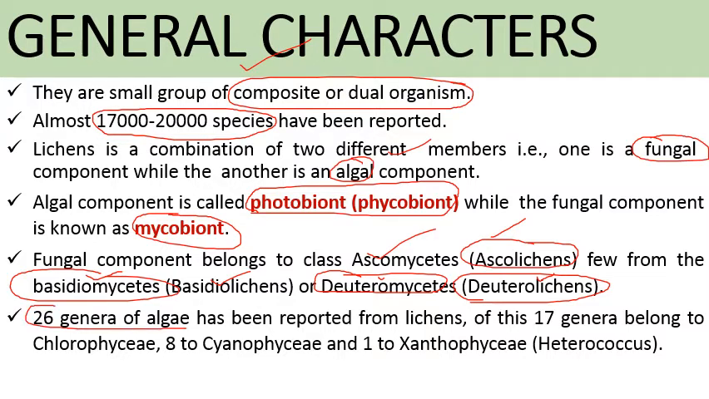26 genera of algae have been reported in lichens till now. Out of 26, 17 genera belong to Chlorophyceae, so all the green algae come under Chlorophyceae. 8 genera are from Cyanophyceae, that is BGA, blue green algae, also known as cyanobacteria, and one is from Xanthophyceae, the yellow green algae, and the name of that algae is Hydrococcus.